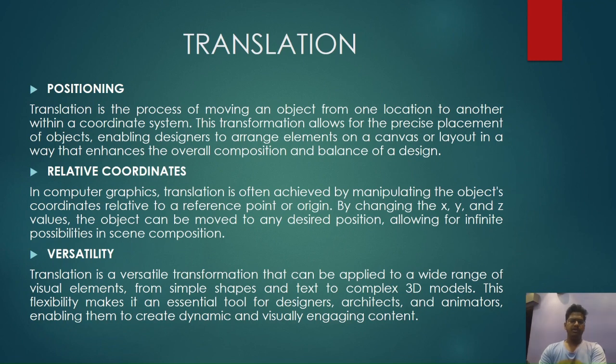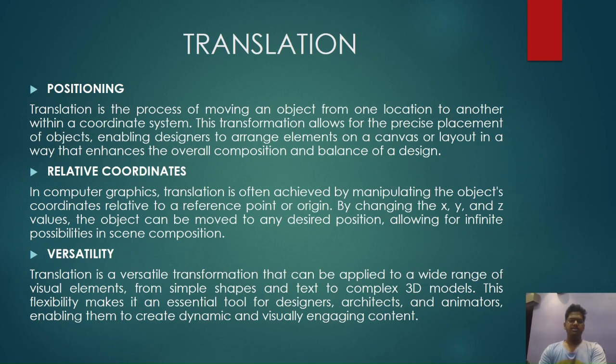Relative coordinates. In computer graphics, translation is often achieved by manipulating the object's coordinates relative to a reference point or origin. By changing the x, y, and z values, the object can be moved to any desired position, allowing for infinite possibilities in scene composition.